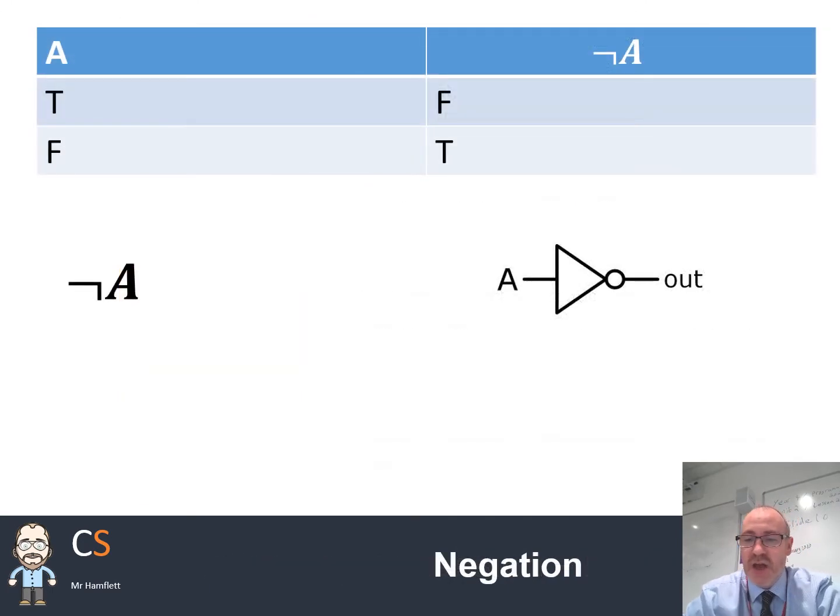Negation is where the truth is inverted. So, taking a true value, it becomes false, and if it's false, it becomes true. So, if it's true, it becomes false. If it's false, it becomes true.